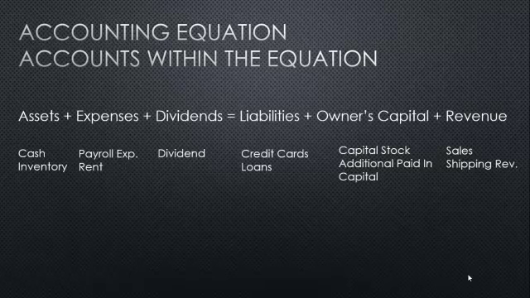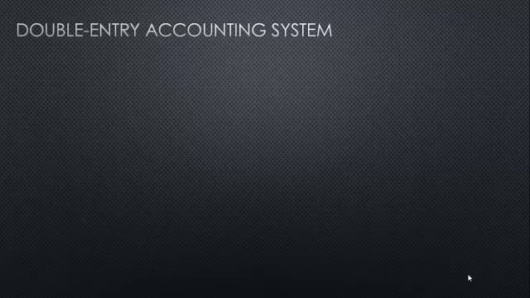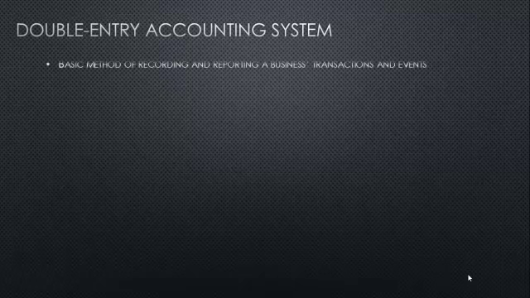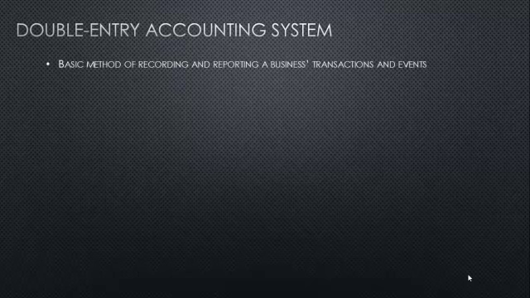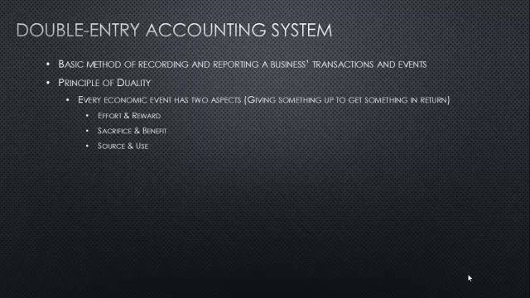So in accounting, we have something called the double entry accounting system. This is a basic method of recording and reporting a business's transactions and events. The reason why we use this double entry accounting system is because of the principle of duality. Every economic event has two aspects. You're giving something up to get something in return. So if you put in some effort, you might get some rewards. If you sacrifice something, you might have a benefit at the end. If you source something, you want to use it. So there is a principle of duality, and that's why we use this so-called double entry accounting system.